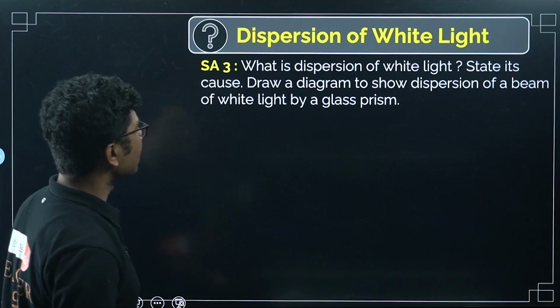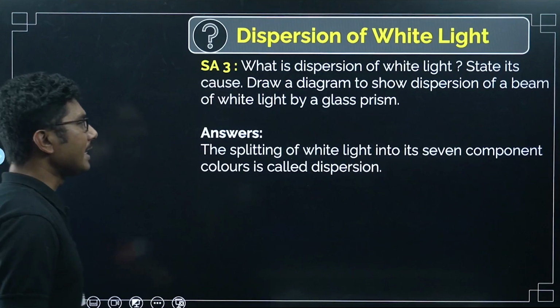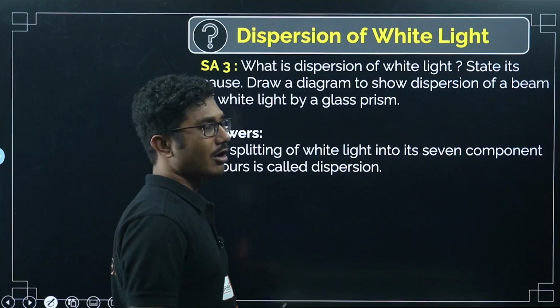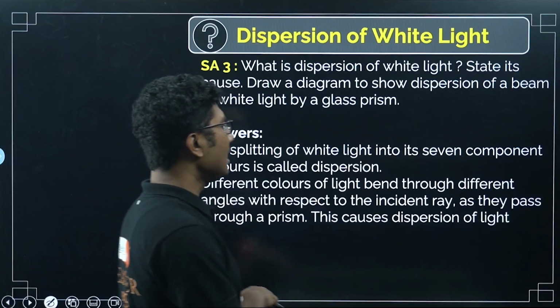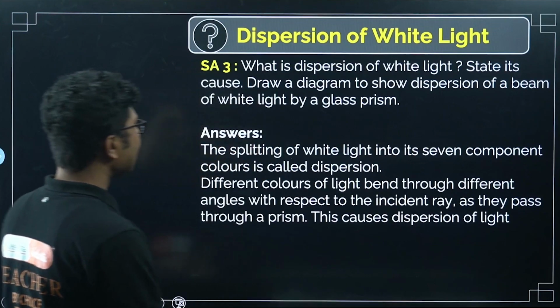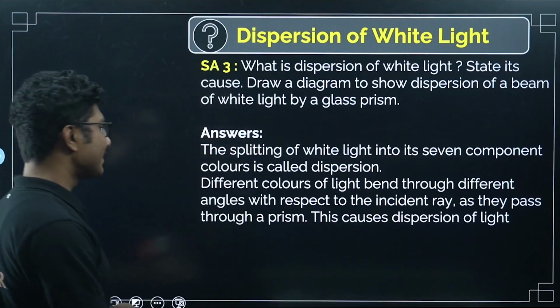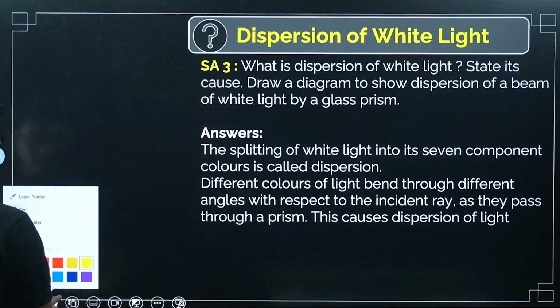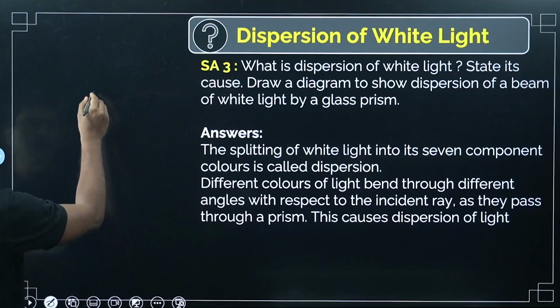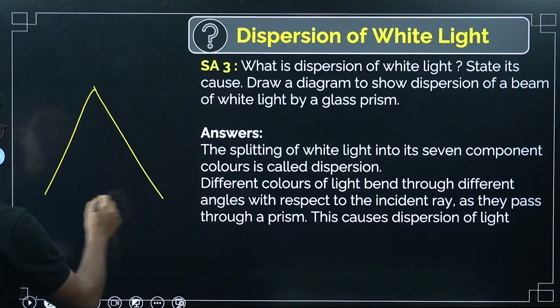So what is dispersion of light? Splitting of white light into 7 component colors is called dispersion. Different colors of light bend through different angles with respect to the incident ray as they pass through the prism, which causes the dispersion of light. Now for dispersion, I have already drawn one diagram. Let me draw one more.